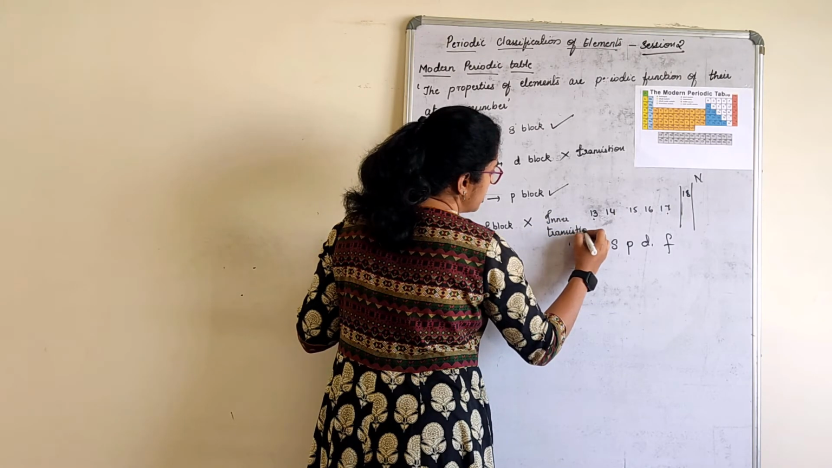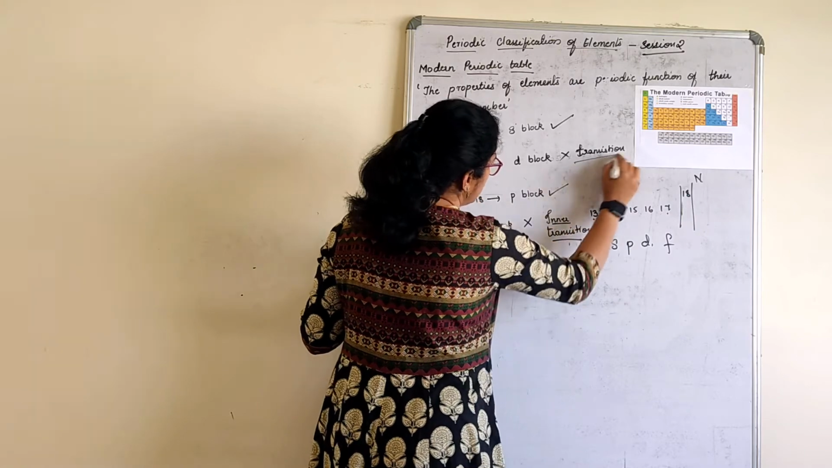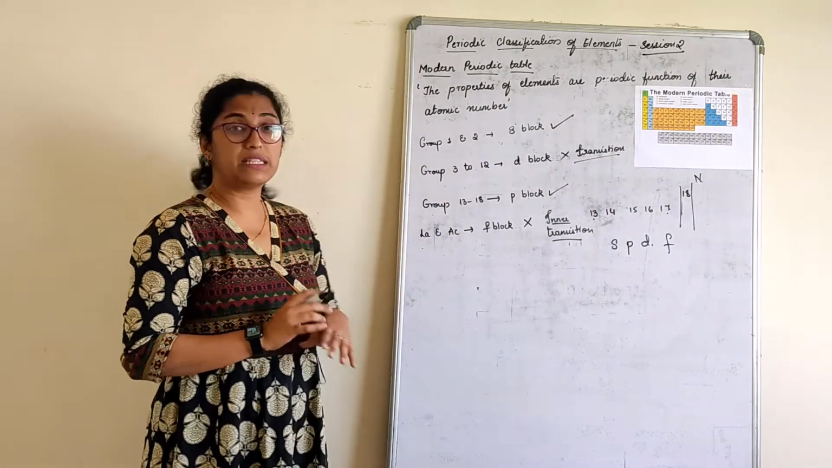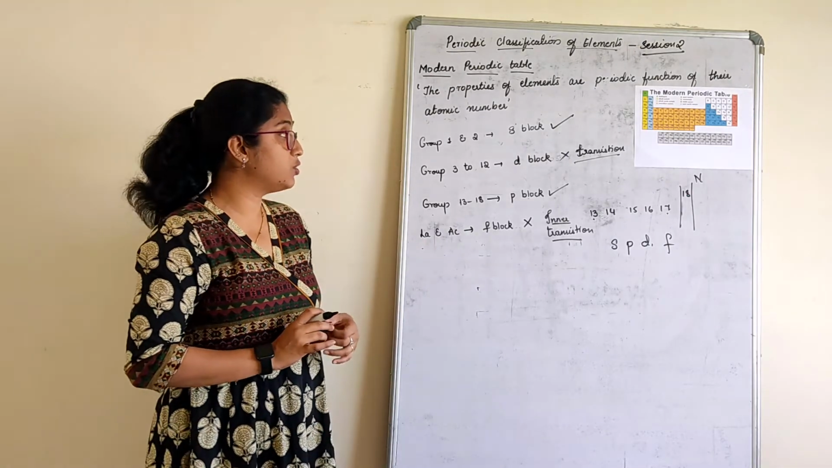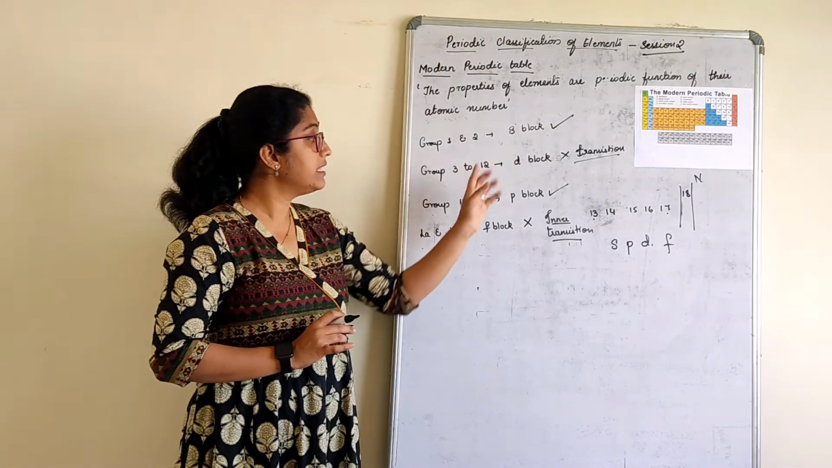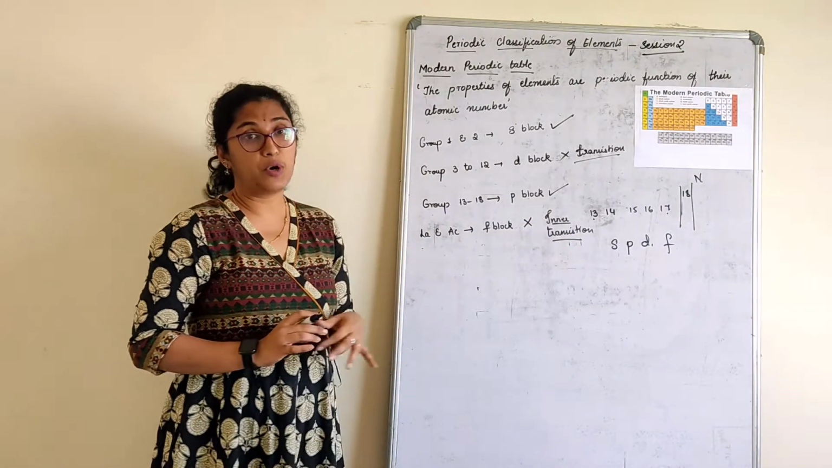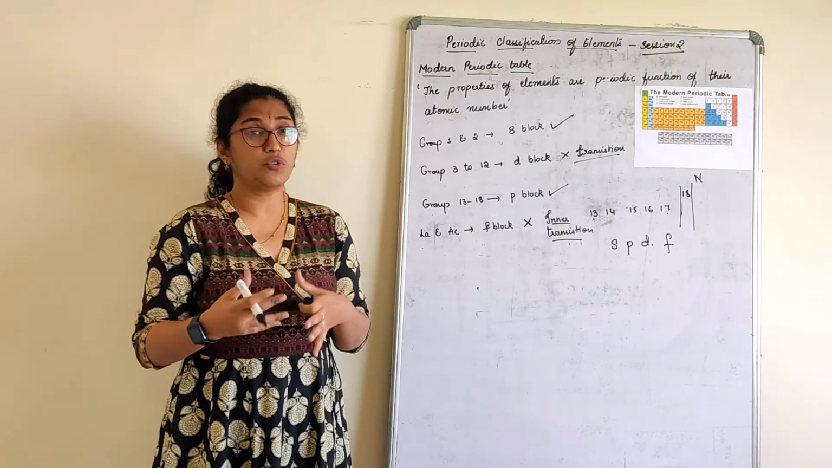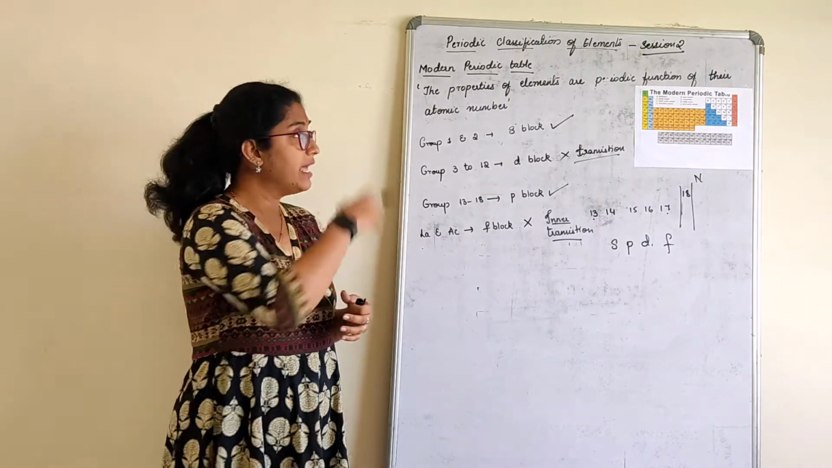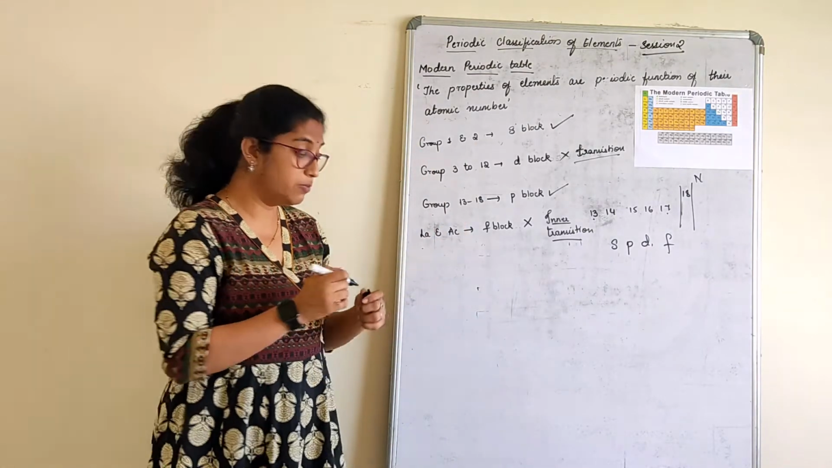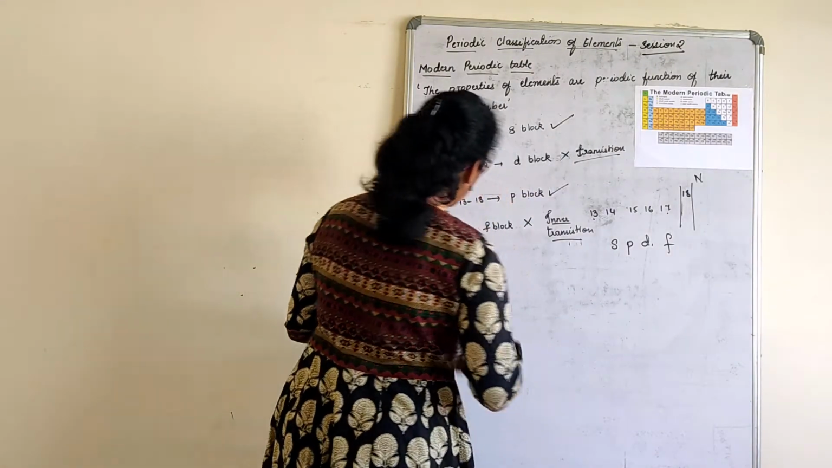You need not know what is transition and inner transition. If you know the name, that's enough, children. So these are the basic bifurcations in the group what we have. S, P, D, F block what we say. So this is one important concept. There are such few concepts which you only have to know, I will just state them here. If these things are very clear, we'll move on to the next one.